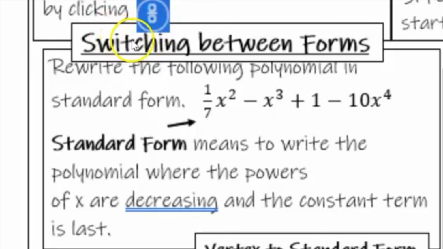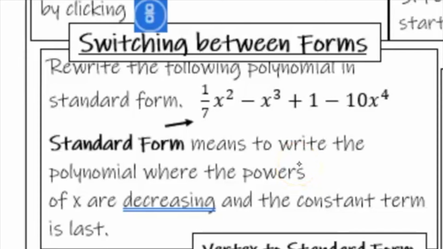We're going to briefly look at switching between two forms. But before we do that, let's rewrite this following polynomial in standard form. All standard form means is to write the polynomial where the powers of x are decreasing and the constant term is last. What that means is you got your highest exponent, so it goes like 5, 4, 3, 2, 1, and then your constant, something like that.